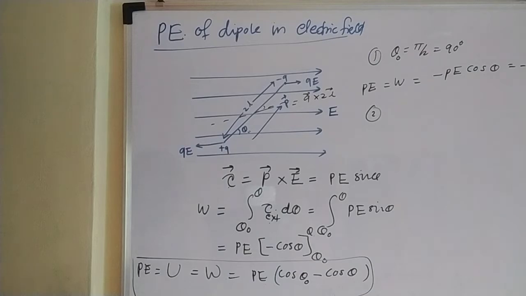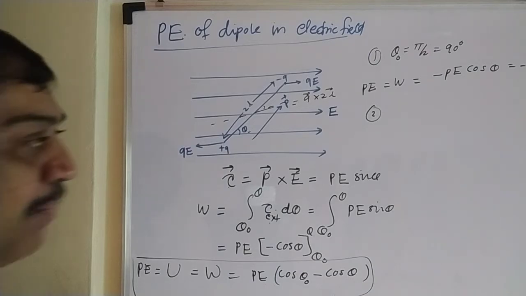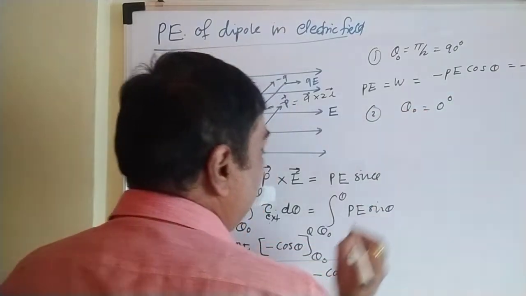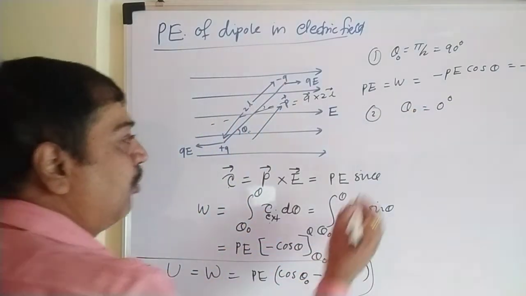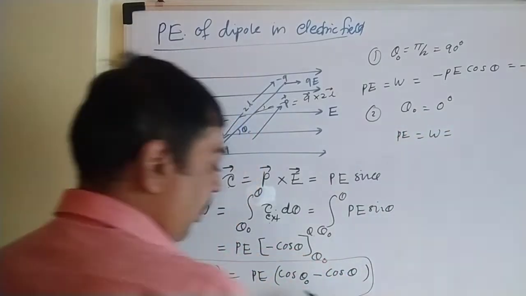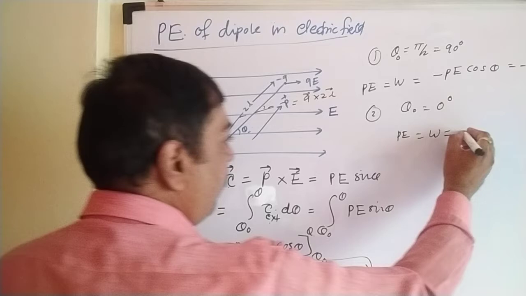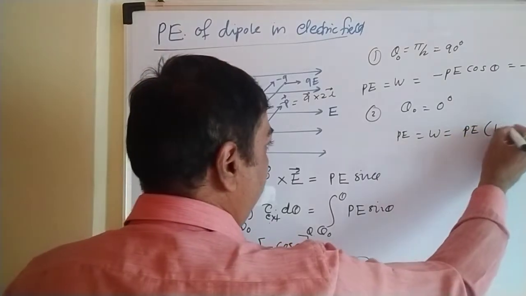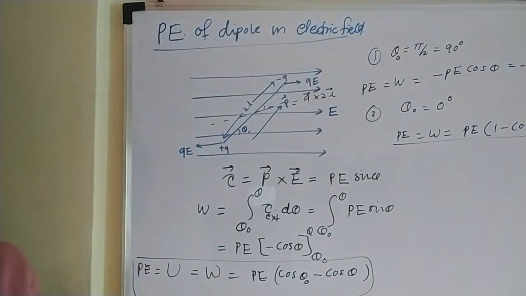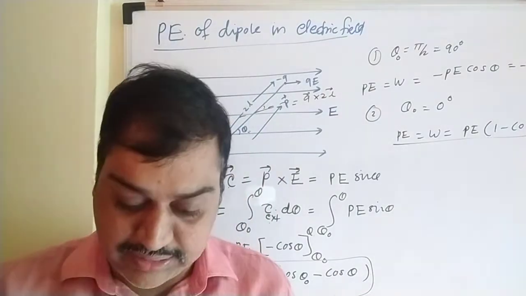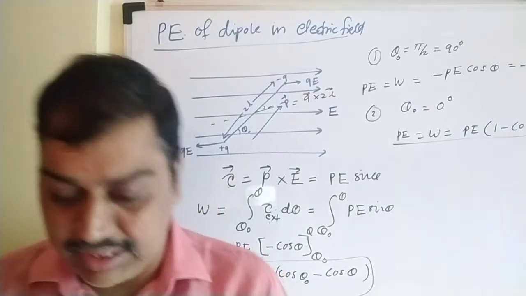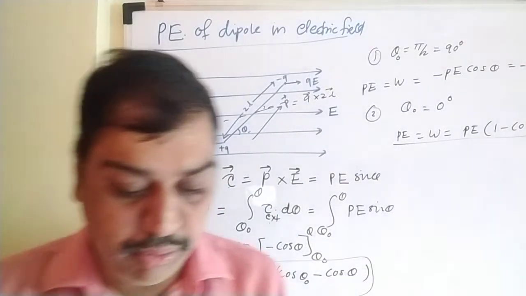The second condition, if initially it is parallel, that parallel means what? Theta 0 equal to 0 degrees. In that case, cos 0 is 1, so we can write work done, potential energy equal to work done equal to PE in bracket 1 minus cos of theta. So this is the potential energy for the second case. So in this fashion, we have determined the potential energy of a dipole kept in an electric field. Then we have to go to the next topic.